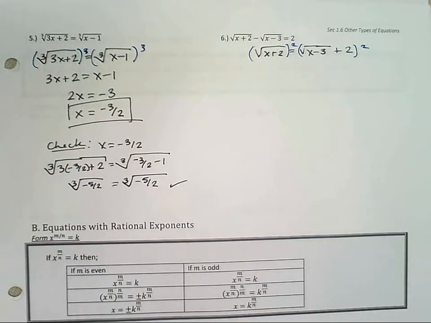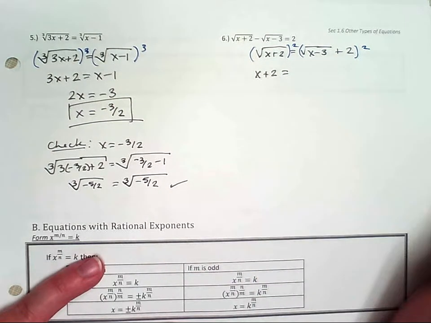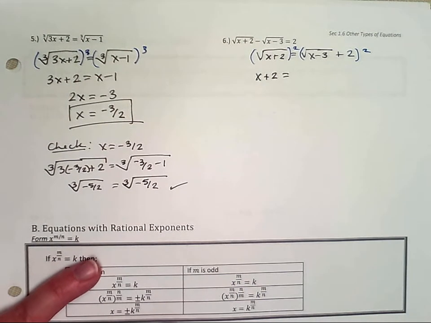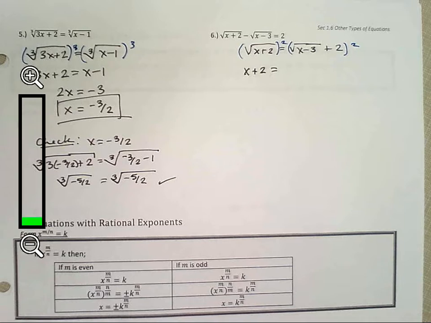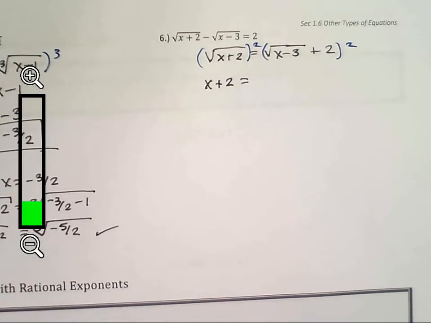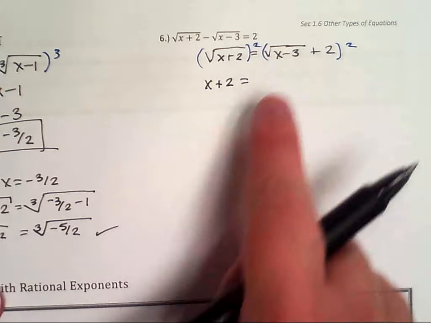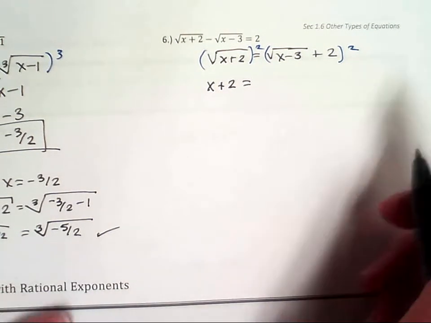Right? The square root and squared cancel each other out. So on the left, I'm left with x plus 2. And on the right-hand side, what am I left with? What do I need to do? I need to distribute, right? I need to FOIL. This thing squared is that by times itself. So I need to FOIL.